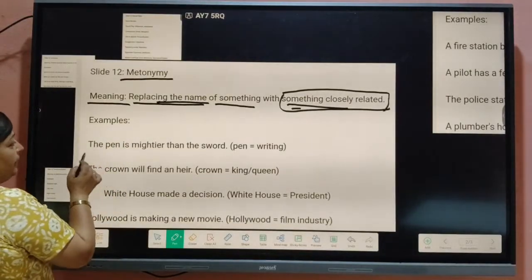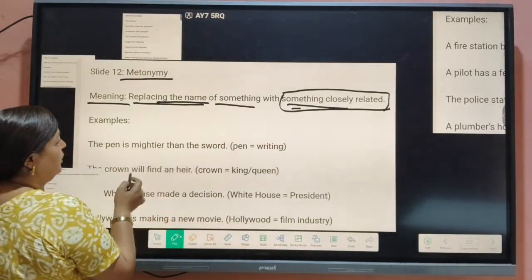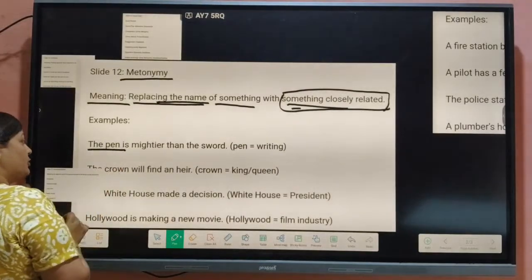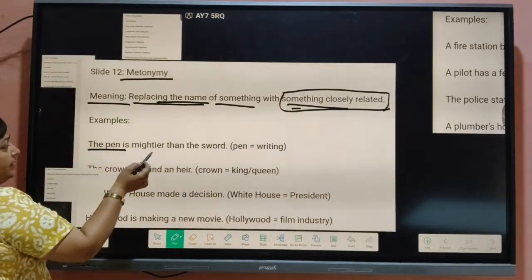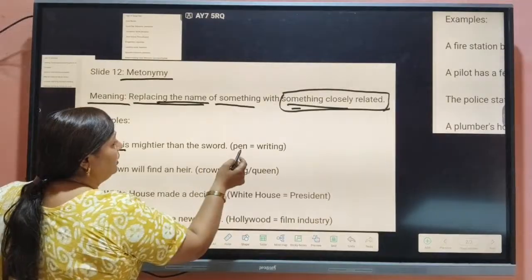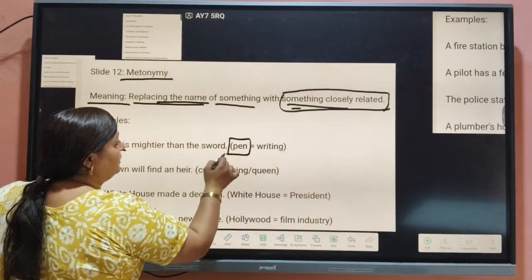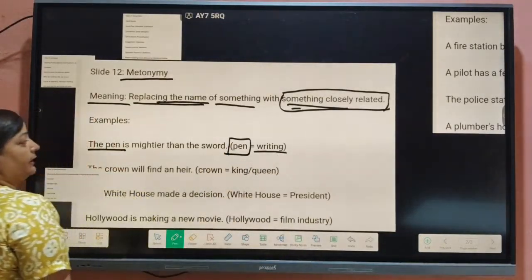Examples are here. The pen is mightier than the sword. Here pen is used, mightier than the sword. Sword. It means pen is used for writing.